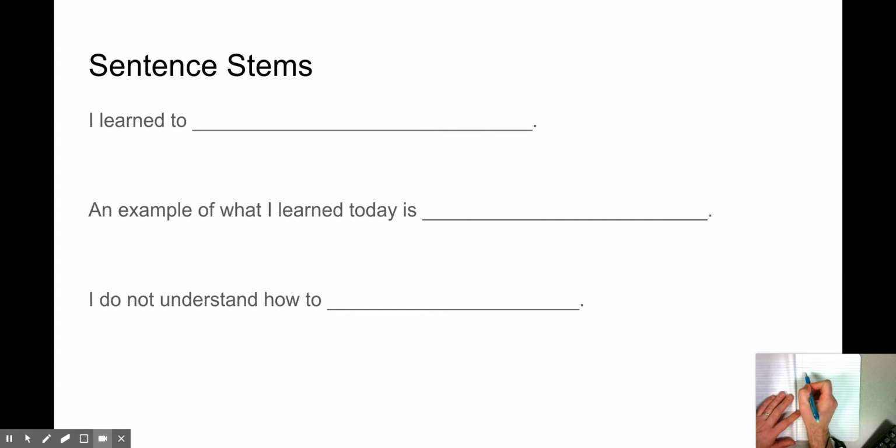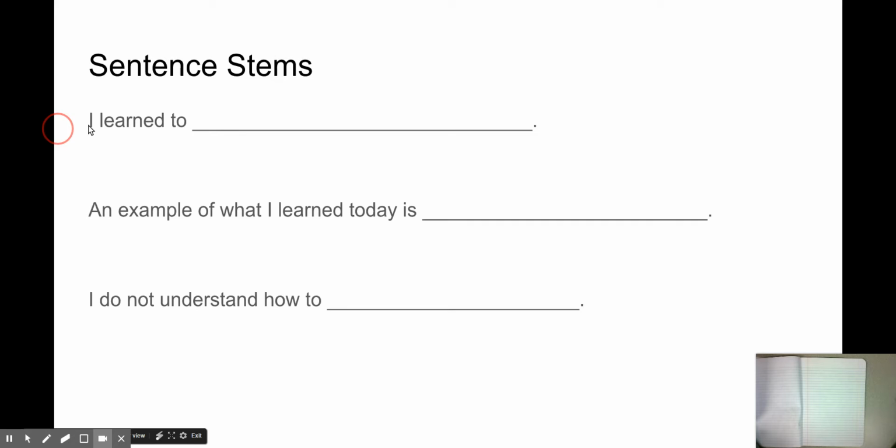Using sentence stems to support a learning journal. What we are doing at this moment is you can see I have my paper here ready for my learning journal. On the screen, I have sentence stems that are ready to support me so that I can get started with my thinking. I'm using this learning journal in my math class.